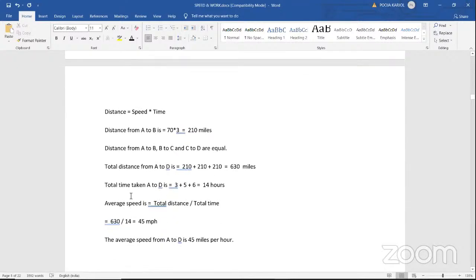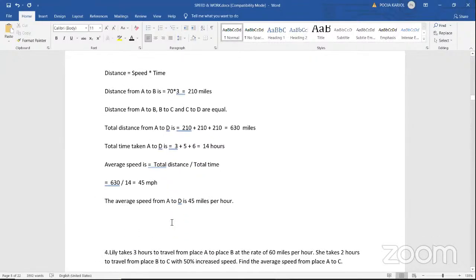Then total time taken is 3 hours plus 5 plus 6, 14 hours. So average would be total distance by total time. 630 is the total distance, 14 hours is the total time. You will get 45 miles per hour. Okay, any doubt?